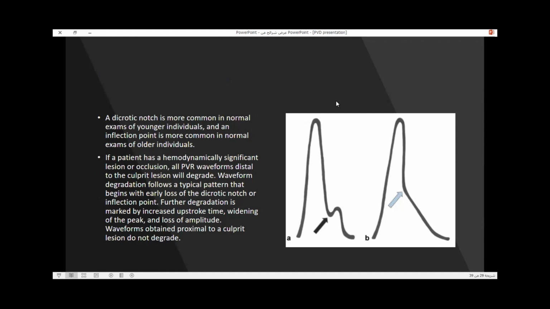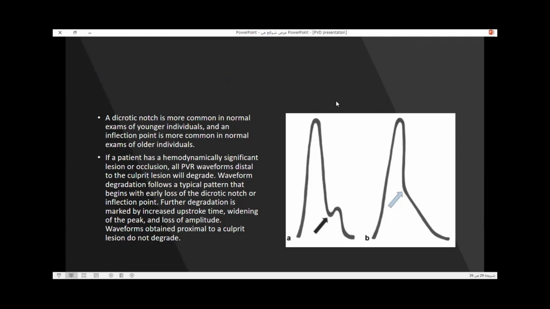How to evaluate the waveforms? Usually, in the normal waveform, we can see the upstroke of the waveform with a dicrotic notch. We can see it, which is normal, and seen mainly in young patients.